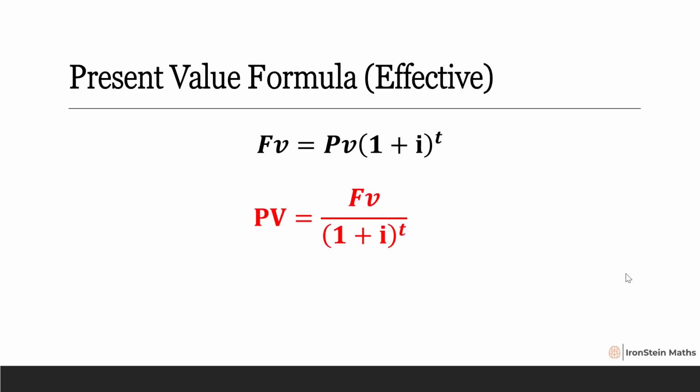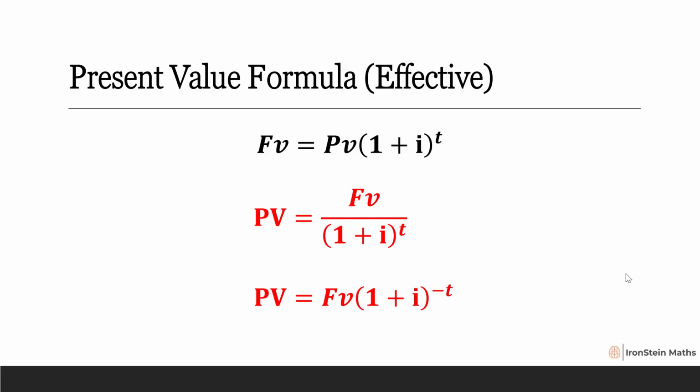We will next look at the calculation of present values from future values, and we'll do this both in the case of effective interest rates and nominal interest rates. So looking at the future value formula, we know that future value is equal to present value multiplied by 1 plus i to the t. In order to calculate present value, we can divide the other side of the equation by 1 plus i to the t, and if we want to bring the denominator up to the numerator, we can change the sign of the exponent and make it a minus t.